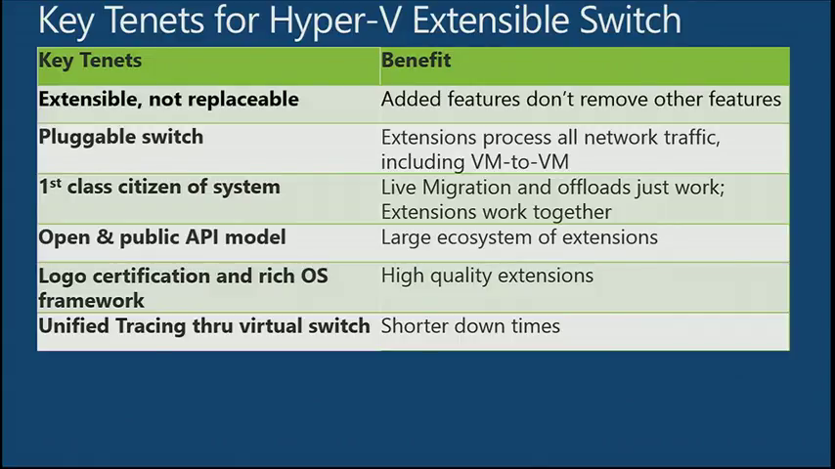We want the switch to be able to deal with all network traffic, so even traffic going between VMs, we want the virtual switch extensions to be able to handle that. We want to ensure that things like live migration and offload continue working even though we're using virtual switch extensions. We want an open public API for this so that anyone can build them, and it's great.